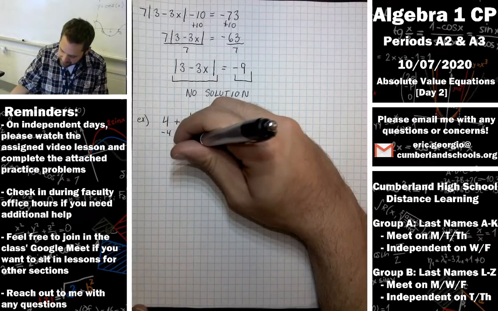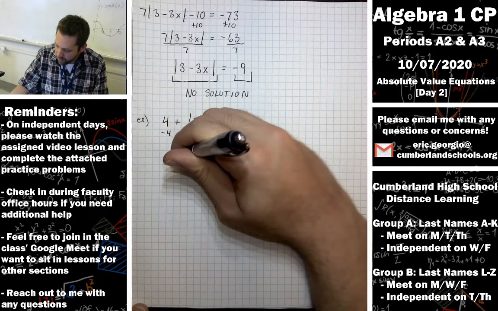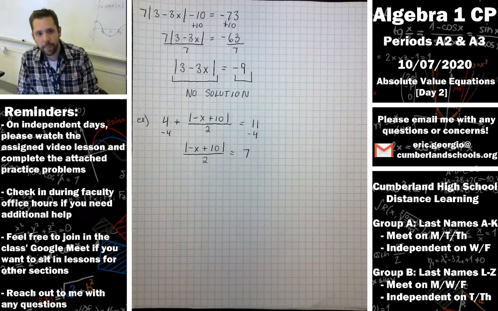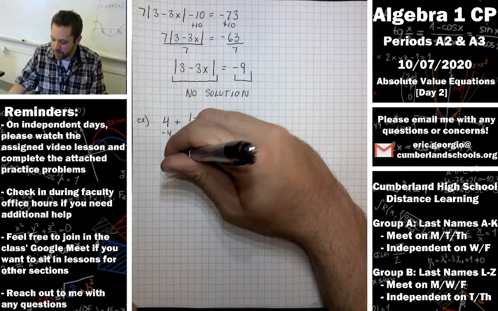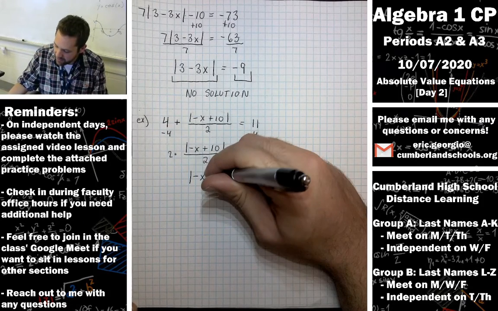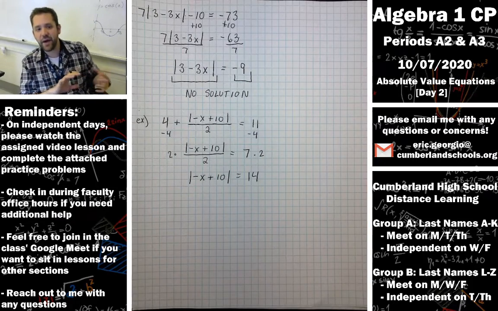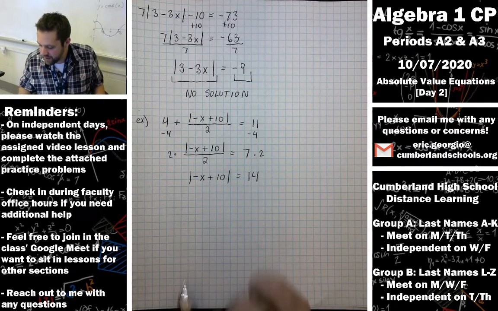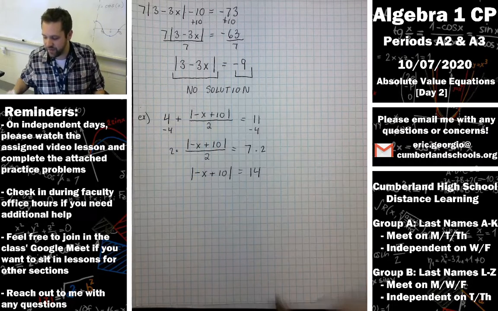So I do that, and it brings me down to the absolute value of negative x plus 10, all over 2, is equal to 11 minus 4, which is 7. Now I can get rid of this big division by 2 by multiplying by 2 on both sides, bringing me to the absolute value of negative x plus 10 is equal to 7 times 2, 14. And now we can breathe a sigh of relief because, oh, I like that. We have absolute value of a quantity equals a number, a positive number, not a negative one like that one, right?